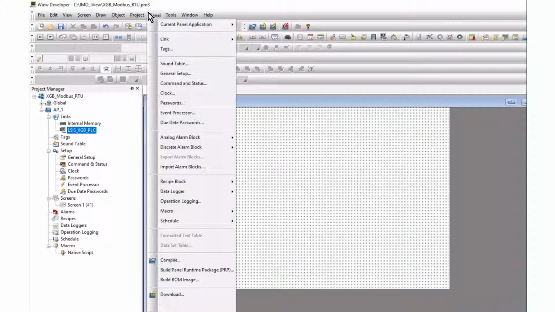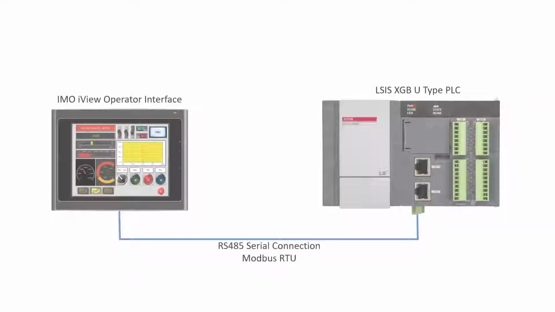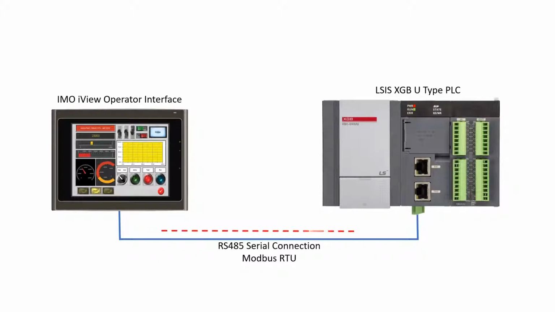Click OK, compile, and download the project. The HMI and PLC are now configured for communication. This setup procedure will be similar for other HMIs communicating with the XGB PLC using the Modbus RTU protocol.